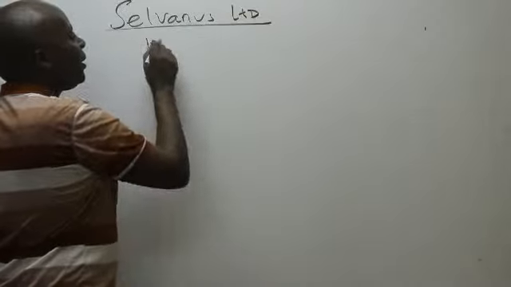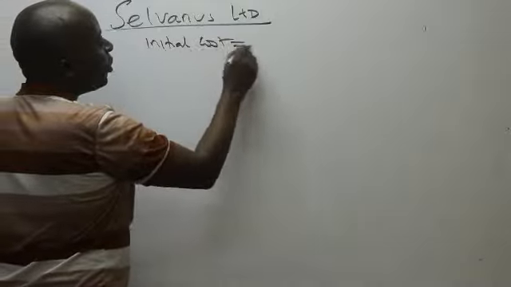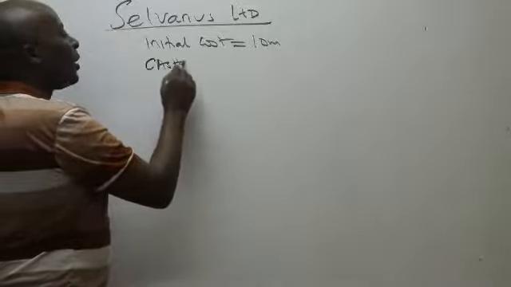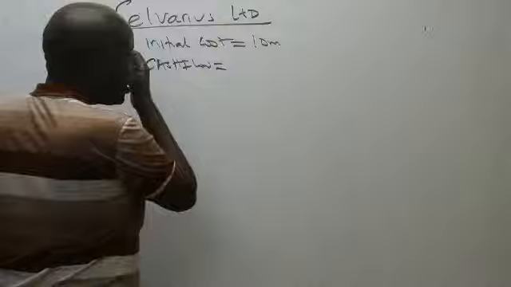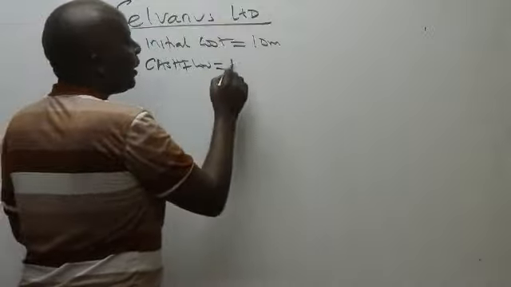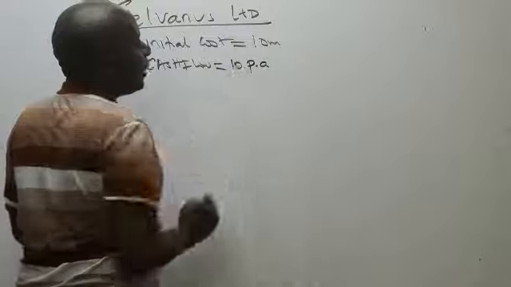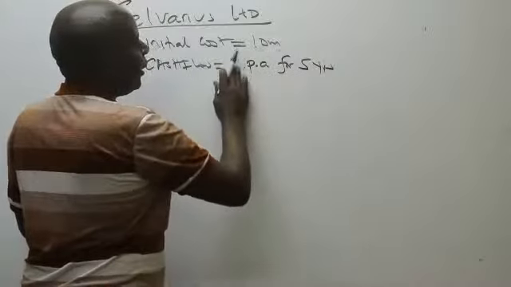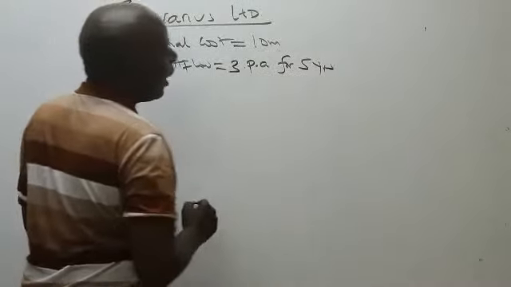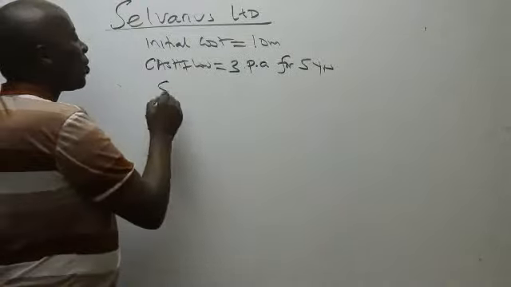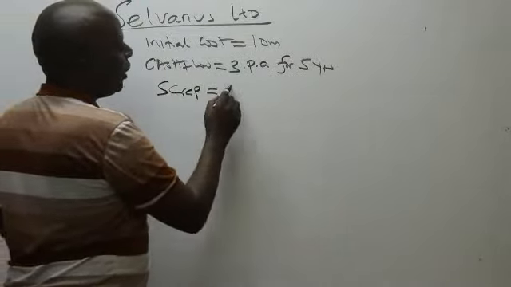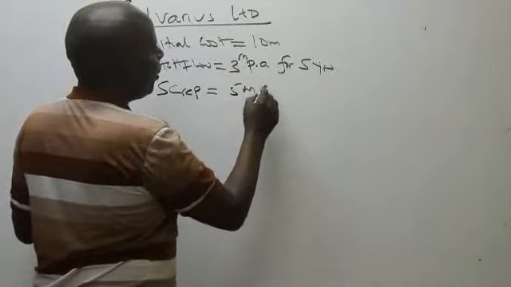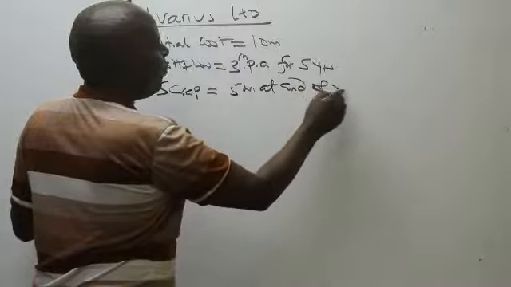Silvanus Limited is entering into a project whose initial cost is 10 million. And then we have the cash flow, which is 73 million per annum for 5 years. Then there is scrap, which is Kenya shillings 5 million at the end of year 5.